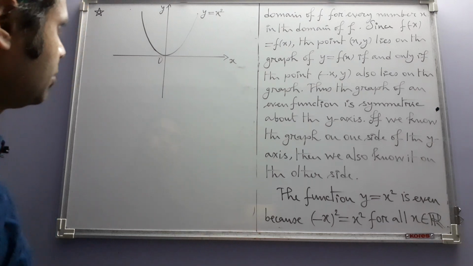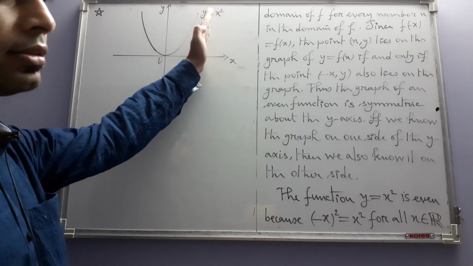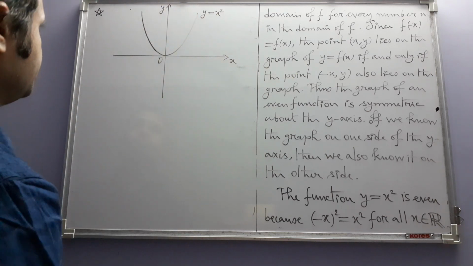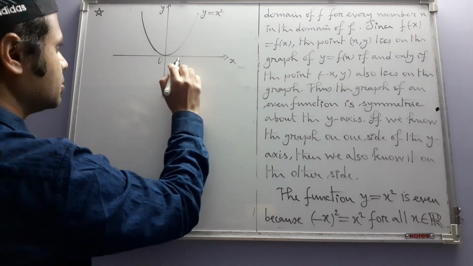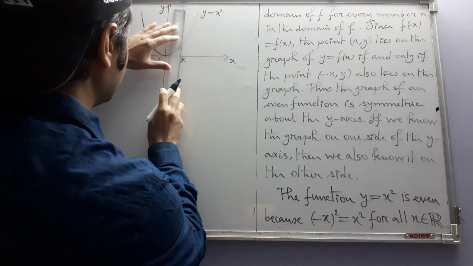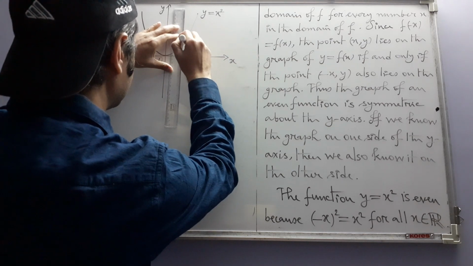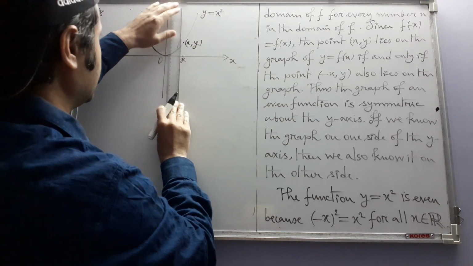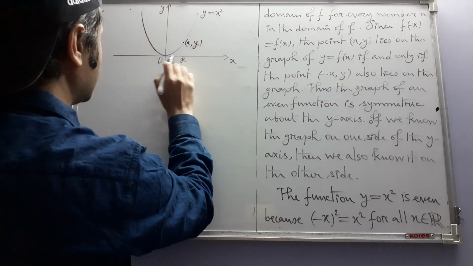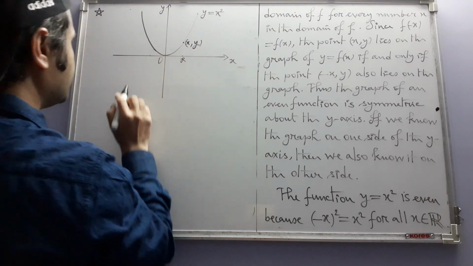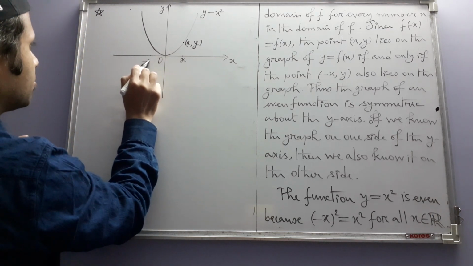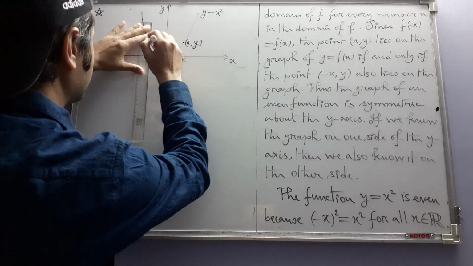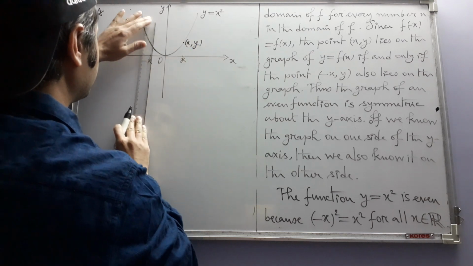Because this is an even function, on this side the graph looks like this, and this is just the mirror image of that. For any x you have here, you have the point x comma y here, where y is nothing but x square. On the other side, if you consider minus x, then you have the other point here.